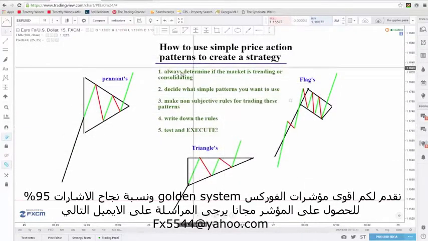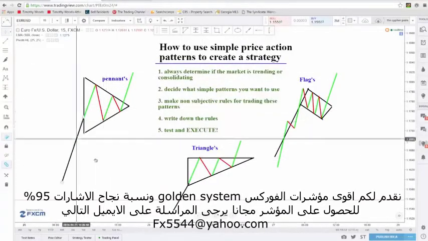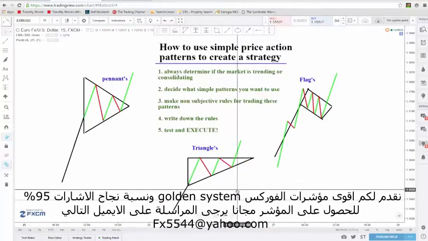So it is important to always determine whether the market is trending or consolidating, because these patterns will not work quite as well when the market is consolidating, and you can actually lose a lot of money doing that. You want to make sure that since these are continuation patterns, you are in trend when you trade them.